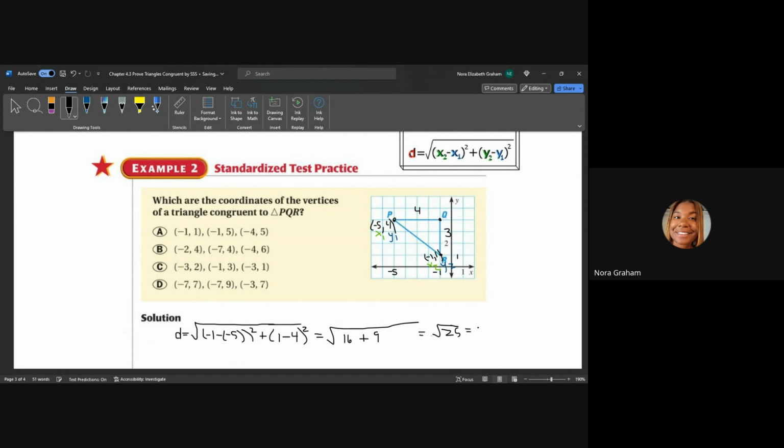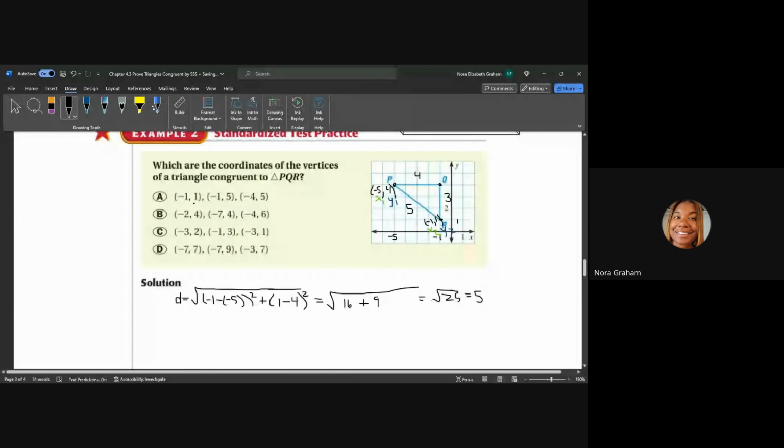Equals 5. So that means that the distance right here is going to be 5. So that means I want coordinate points that are going to give me the same kind of distances that I have here: 5, 3, and 4. Let's see if A will work.